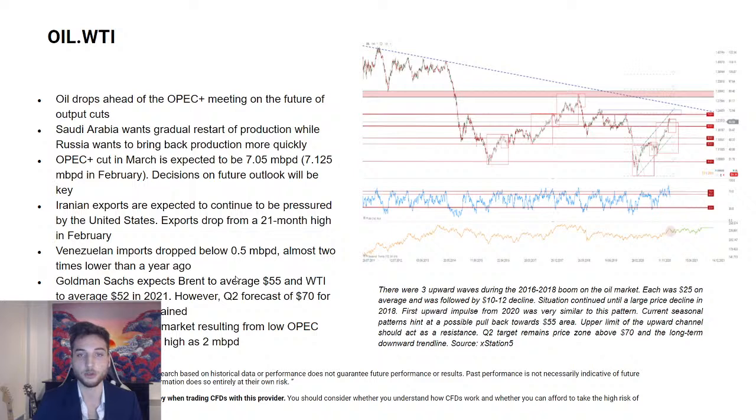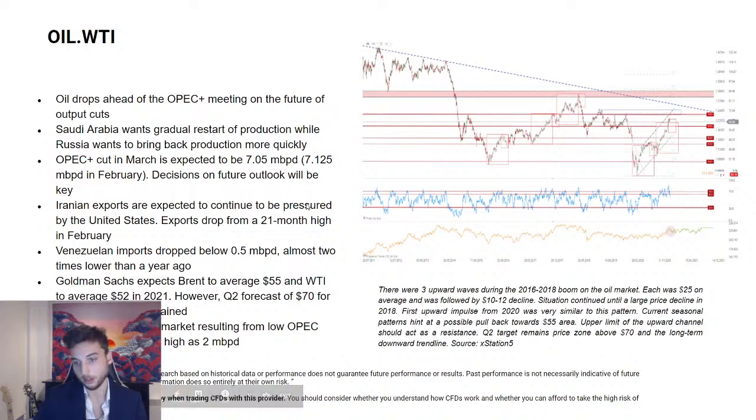Venezuelan imports dropped below 0.5 million barrels per day, almost 2 times lower than a year ago. Of course, the Venezuelan economy has been one of the hardest hit by the pandemic, but also by several sanctions that we have seen. Goldman Sachs expects Brent to average $55 and WTI to average $52 in 2021. Now, if we're going to look at the chart, however, the Q2 forecast of $70 for Brent has been maintained.